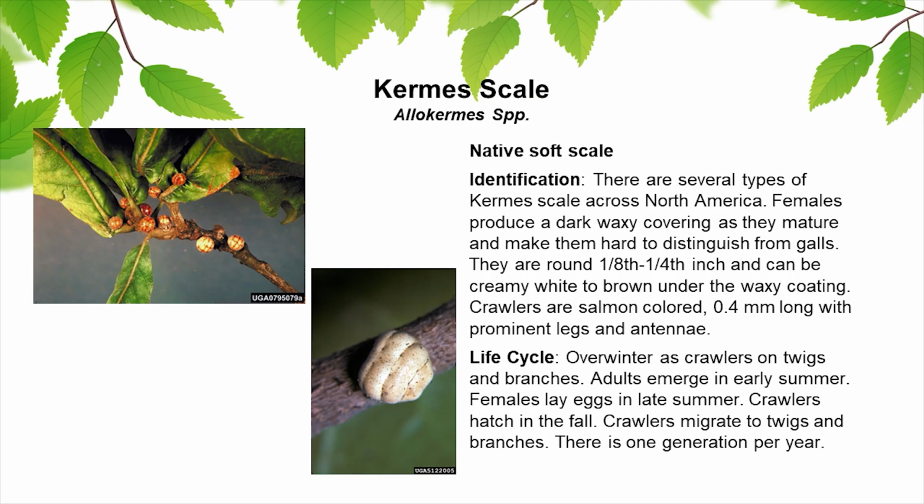Crawlers are salmon-colored, 0.4 millimeters long with prominent legs and antennae. Kermes Scale overwinter as crawlers on twigs and branches. The adults emerge in early summer. Females lay eggs in late summer. The crawlers hatch in the fall and migrate to twigs and branches. There is one generation per year.